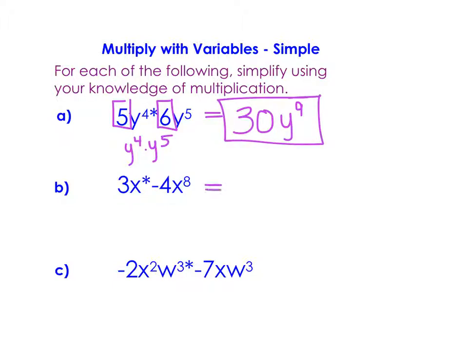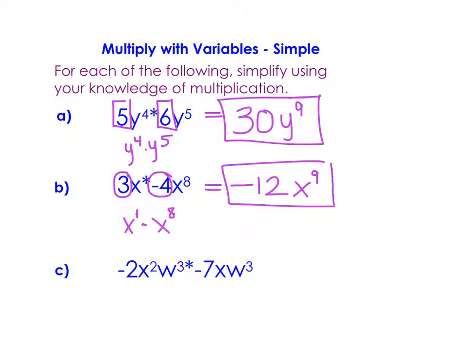Then if I look at this next one, I see a positive 3 times a negative 4, which in this case is a negative 12. Then I see an x, which I know is x to the power of 1 times x to the power of 8. So I have 1 x times 8 more x's, which gives me a total of 9 x's being multiplied together.